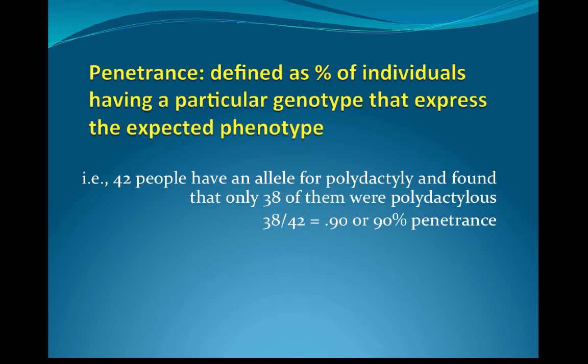Penetrance has a mathematical definition: it is the percentage of individuals with a particular genotype that express the expected phenotype. So we can actually calculate the percentage penetrance. In this example, if we have 42 people that have an allele for polydactylism, but we only found that 38 of them were polydactylous, so actually showed the trait, then we would divide 38 by 42 and we would get about 90% penetrance.